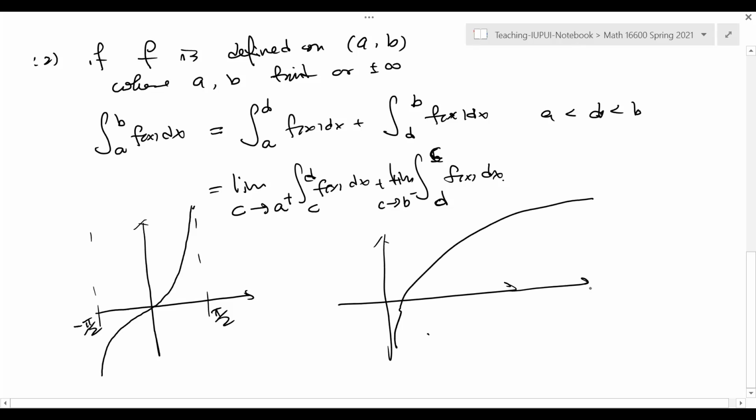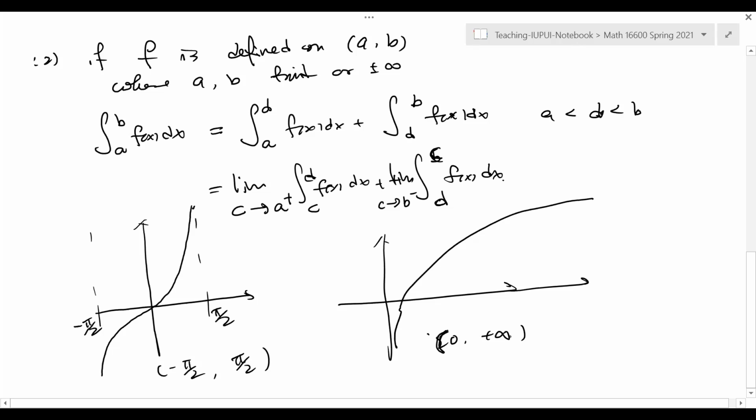Okay, this one has an infinite endpoint, so it's from 0 to positive infinity. This one is from negative pi over 2 to positive pi over 2. The function is not defined at the two endpoints. Here the function is not defined at 0 and at infinity, and it goes to infinity, right?